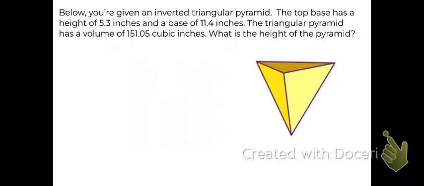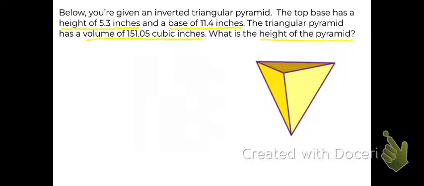It goes on to say that the top base, so the base is at the top in this triangular pyramid, has a height of 5.3 inches and a base of 11.4 inches. The triangular pyramid has a volume of 151.05 cubic inches. What is the height of the pyramid? So how do we figure that out? What formula should we start with?